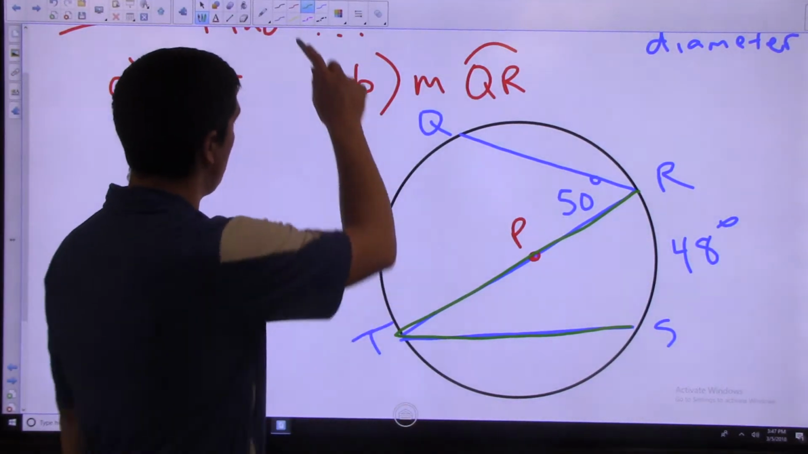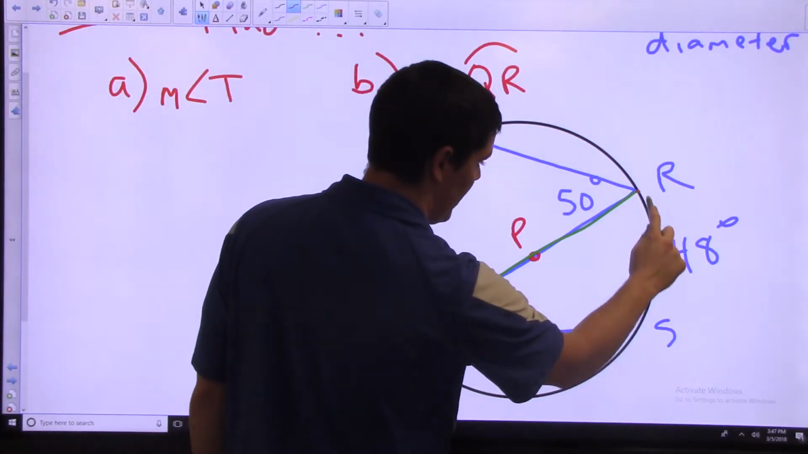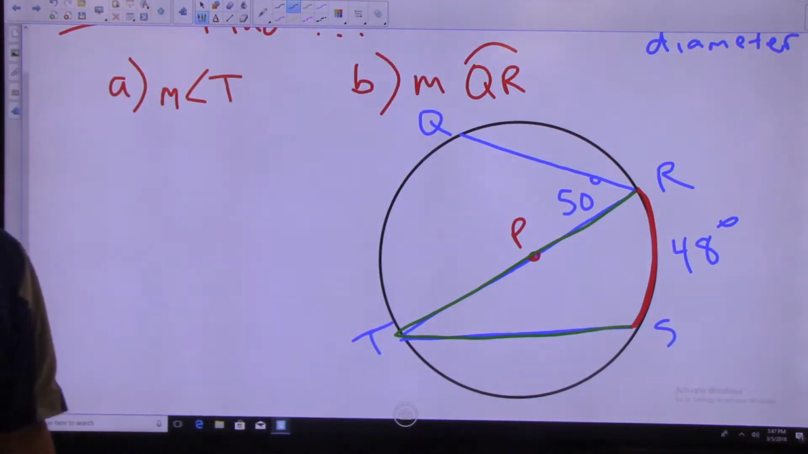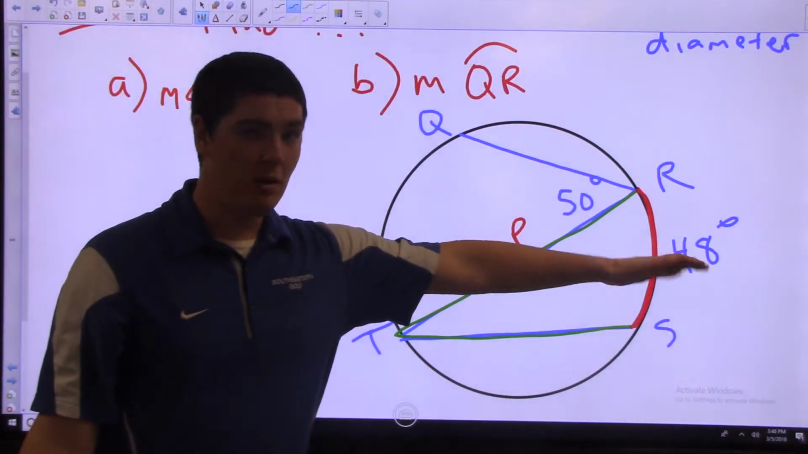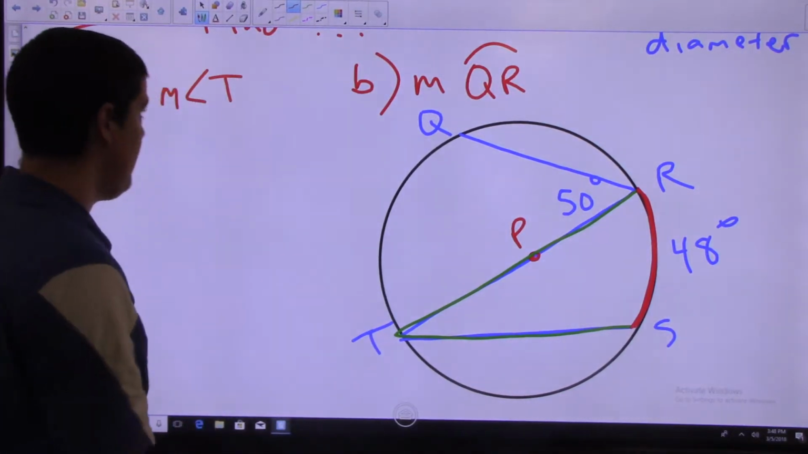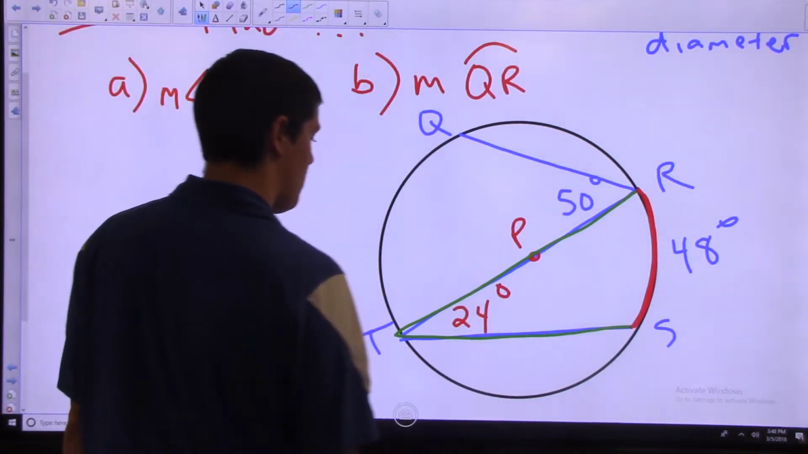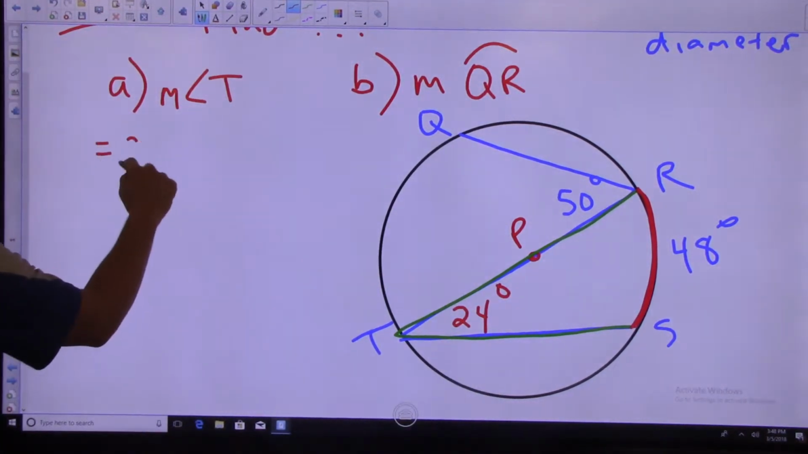So guys, look over here, I'll highlight in red. Hopefully everybody agrees that that is going to be my intercepted arc of that angle. Okay? So if we know the arc's 48, all you got to do is take half of it. And so what do you get? Well, half of 48 is 24. So this answer is 24 degrees.